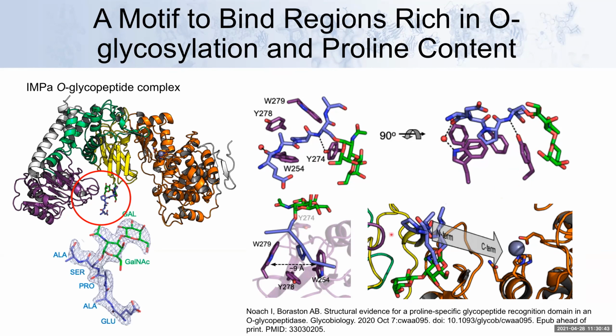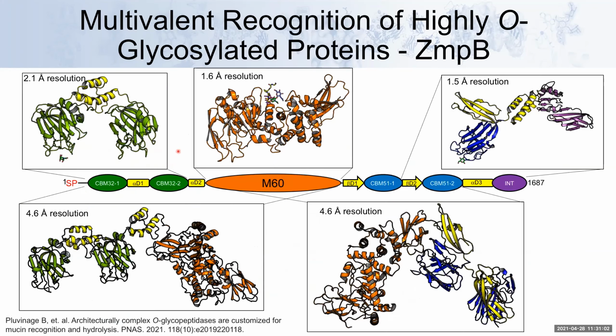Overall, when we look at this and we look at the orientation of the peptide, this is completely consistent with a peptide being fed through the active site, which invokes this concept of multi-point attachment of this multimodular protein, where you have attachment here and here potentially to a substrate at the same time. Now, this concept becomes even more elaborate and more profound when we talk about ZmpB.